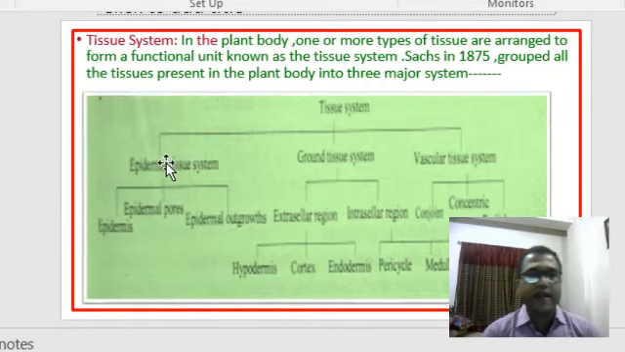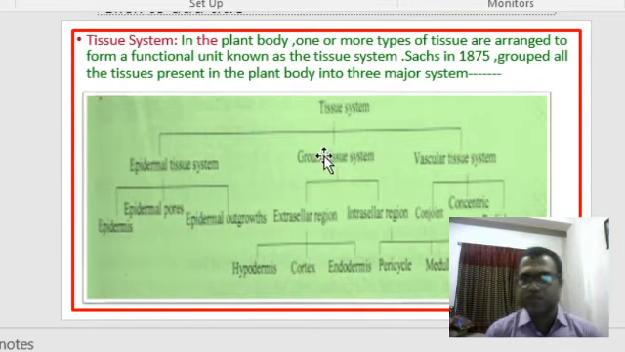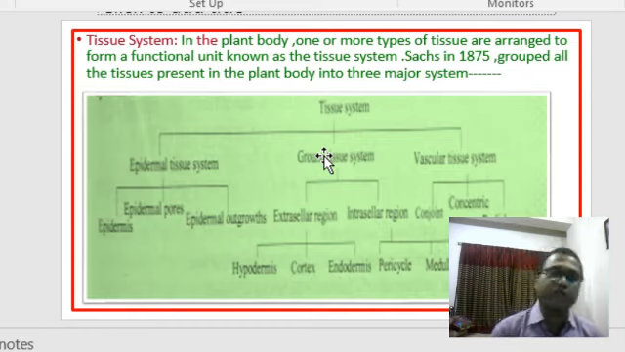First one is the epidermal tissue system, which is found in the epidermal position of root and stem, and this epidermal tissue system is divided into three parts. First one is epidermis, next one is epidermal pore, and third one is epidermal outgrowth, and next one is ground tissue, which is basically found in the inner part of the root and stem. If we take a transverse section of this root and stem, then we can find this ground tissue.